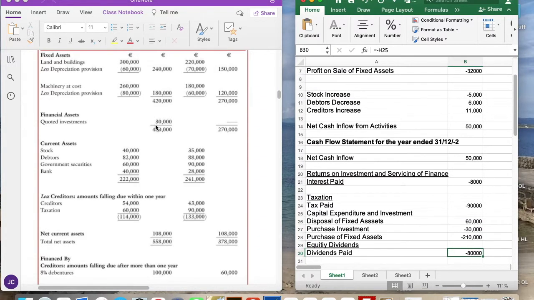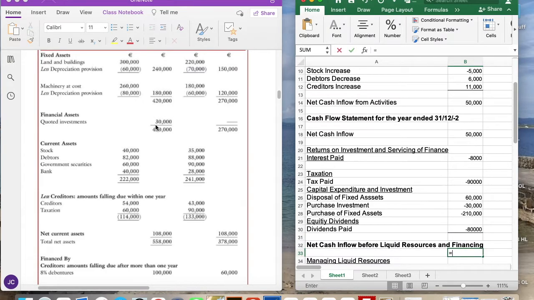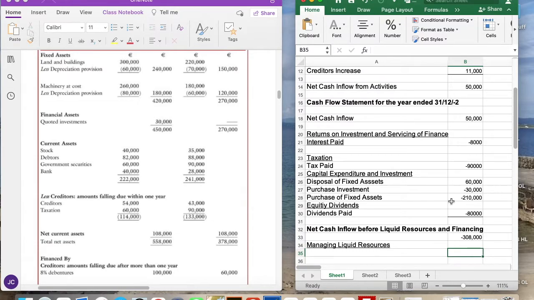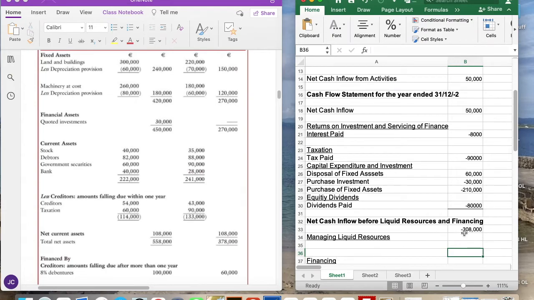Okay, so that's that document done, and now what we do is we add up everything. Starting with the 50 grand net cash inflow, most of them are minuses, so they were taken away, and we'll be adding on the 60 grand that we got up here. So now, let's just move on, and we're looking then about, so we have a deficit, a shortfall of 308 grand, so how did we pay for that?